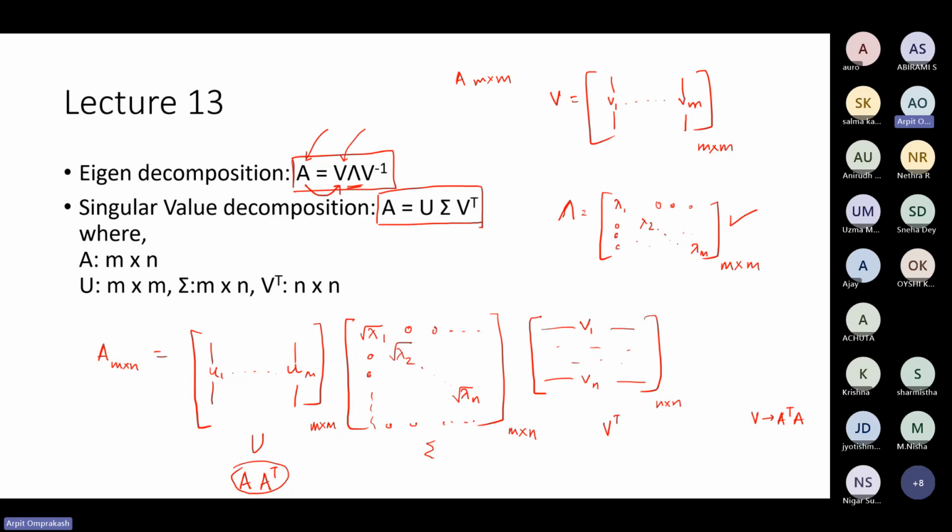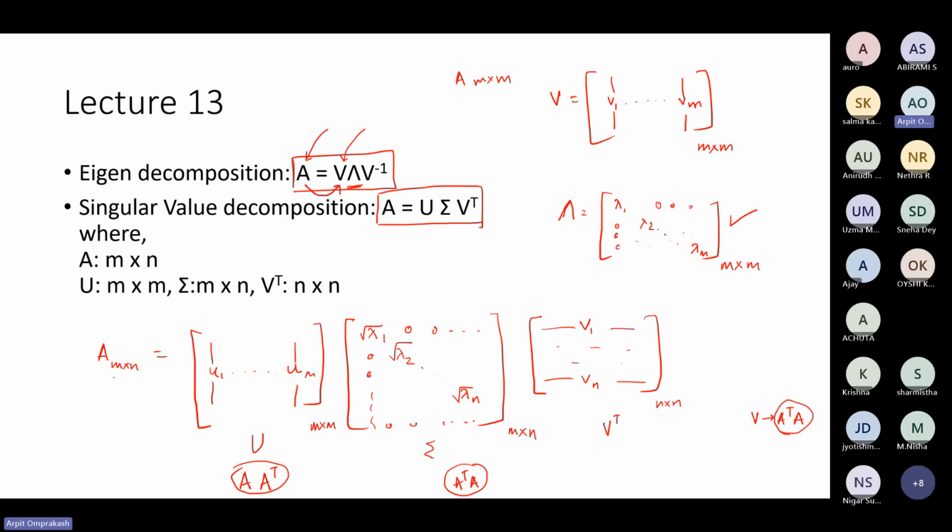So here we have V transpose. Basically we have just made the rows as columns, so the eigenvectors will now be in the form of rows. And sigma here will be the root over the eigenvalues of the matrix A transpose into A. So basically now we have decomposed any rectangular matrix.